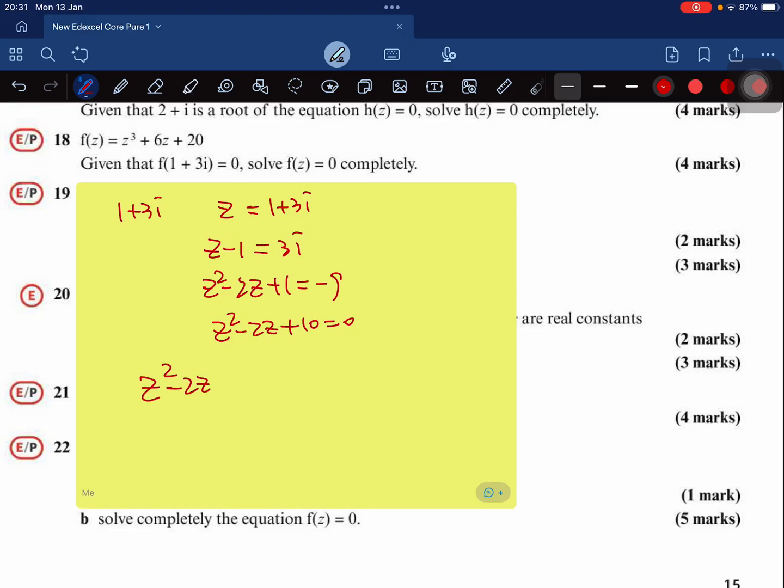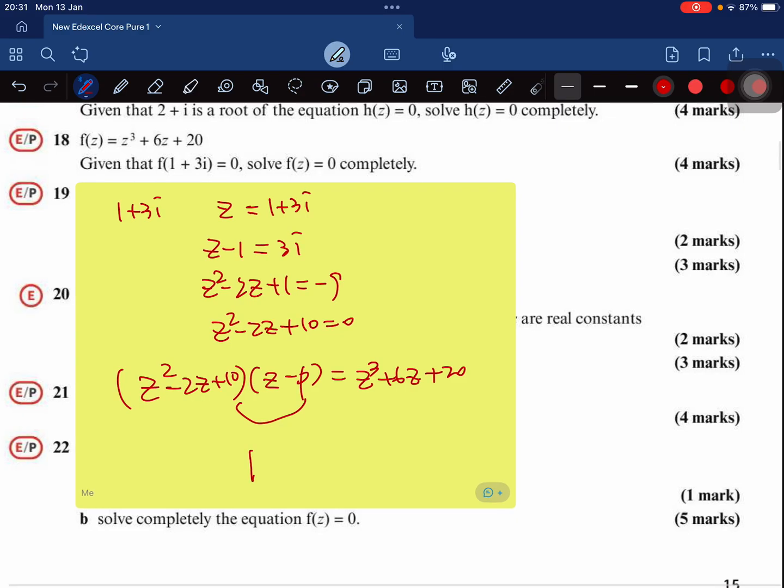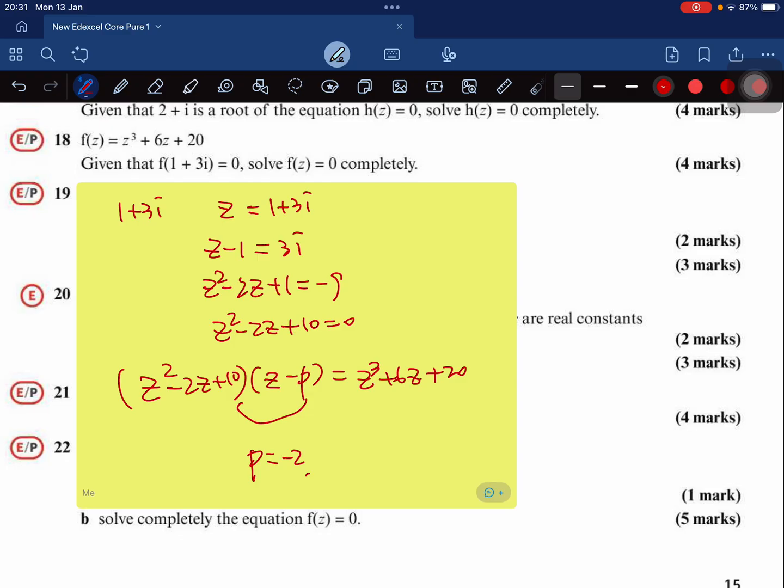So z squared minus 2z plus 10, and we don't know the other factor. Let's call the other root p. This should be z cubed plus 6z plus 20, which means the constant is negative 10p, and this should become 20. So p equals negative 2. So again, we know all the roots. z equals 1 plus 3i, z equals 1 minus 3i, and z equals negative 2.